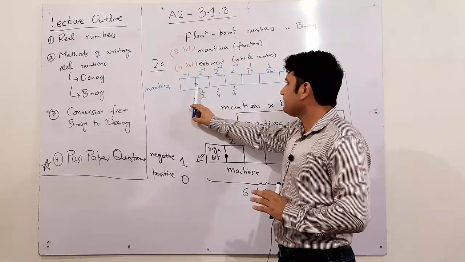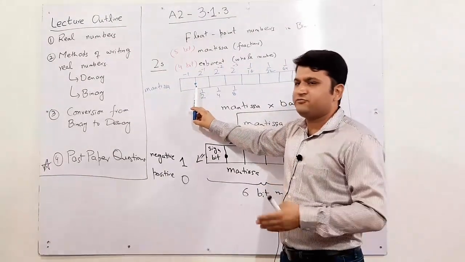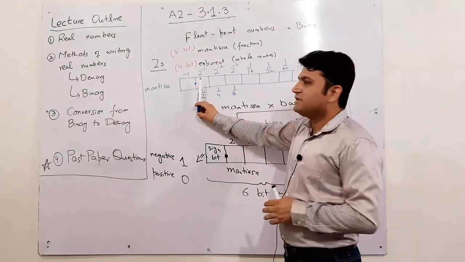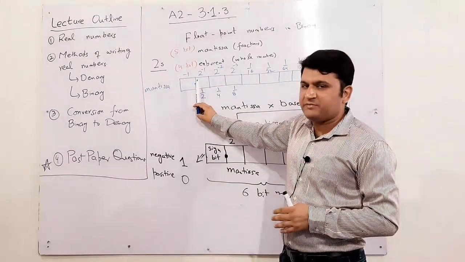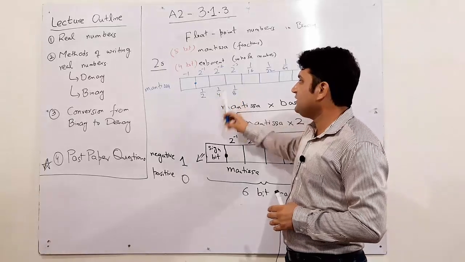And next we have our decimal point, and after that, to the right of it, what we'll be doing is actually decreasing the positions. That means position number -1, -2, -3.